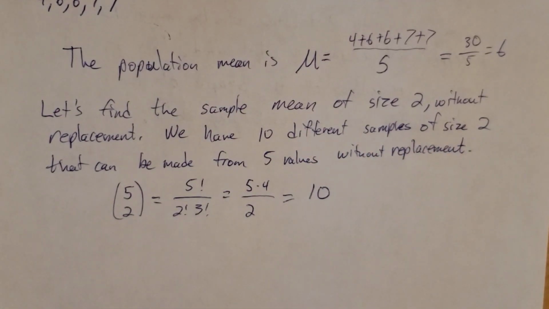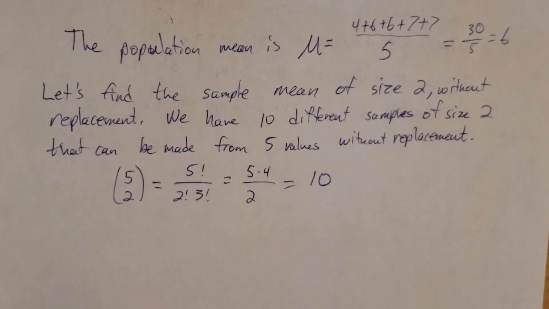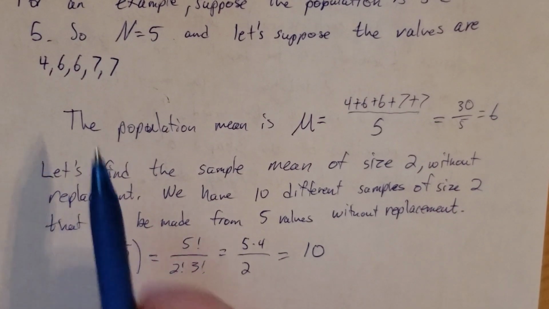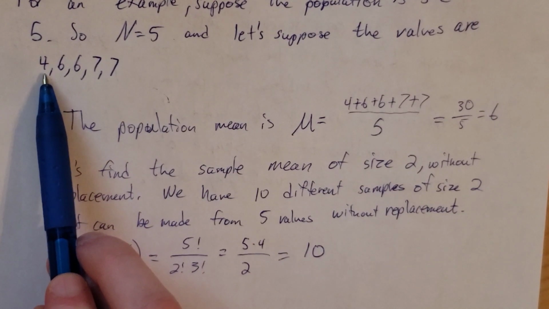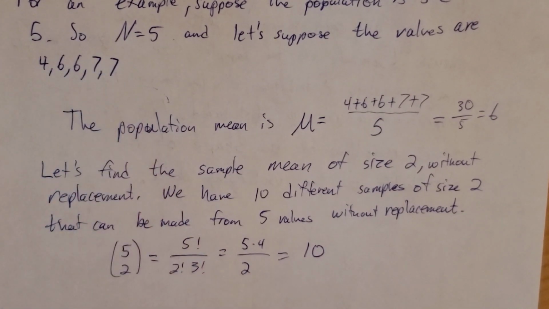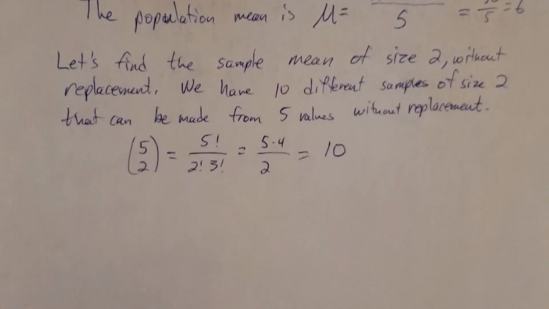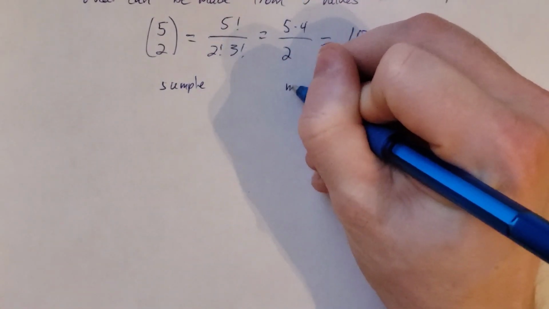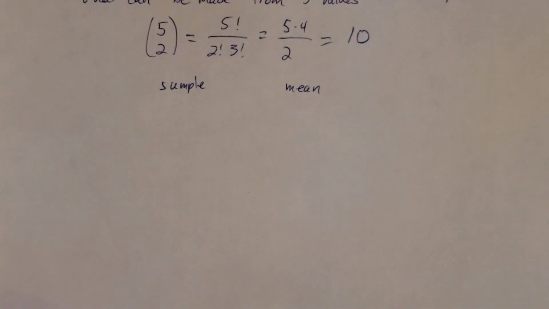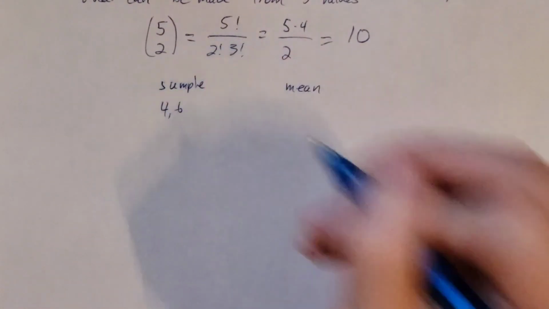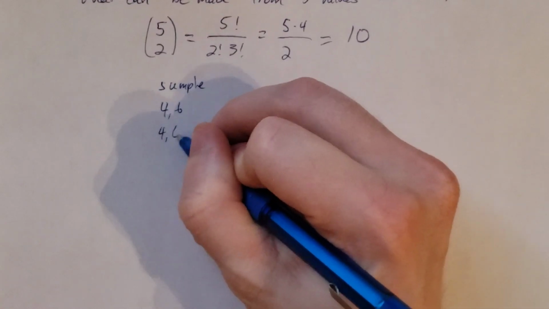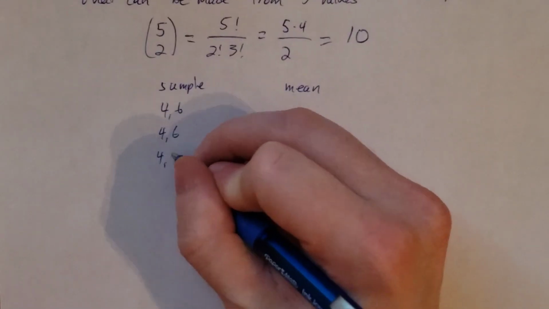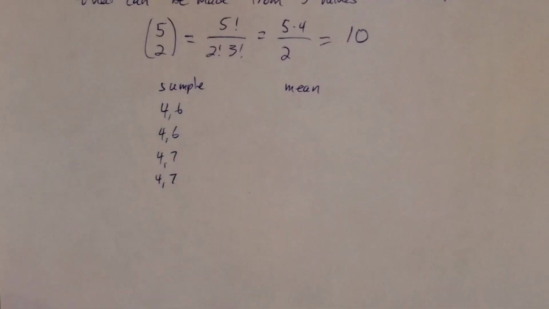What are those 10 different samples of size 2? Well, recall our population data here is 4, 6, 6, 7, and 7. So what are the possible samples of size 2? Let's write those down. We have sample, and we're going to write our mean over here because that's what we're going to calculate in a few minutes. What if our sample is 4 and 6? We also have another 4 and 6 possible. 4 and 7, 4 and 7. And those are all of the samples of size 2 with a 4 in it.